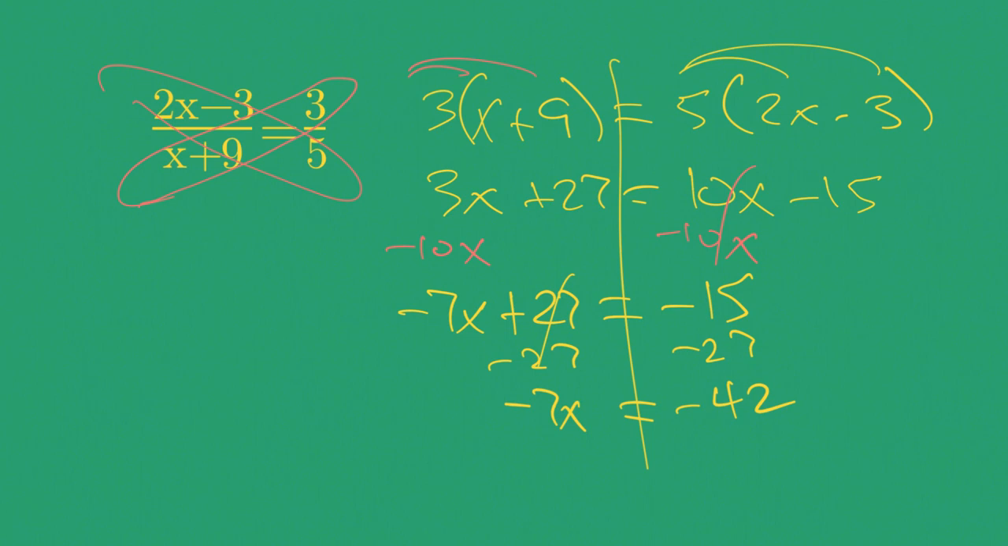What's our last step here? Divide by negative 7. A negative divided by a negative is a positive. So 42 divided by 7? 6. 6 it is.